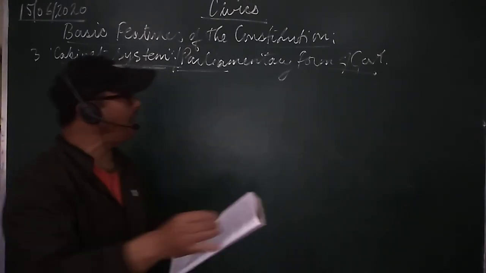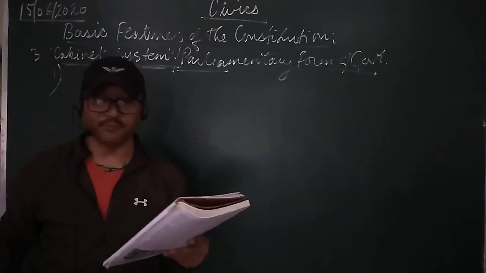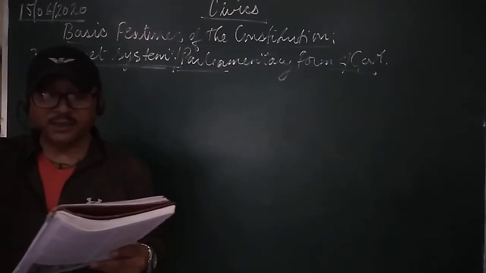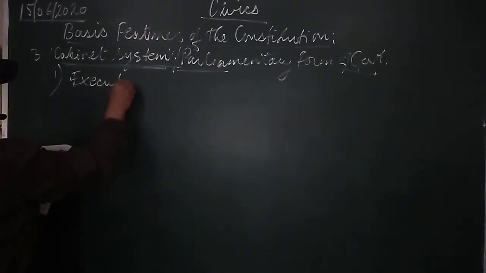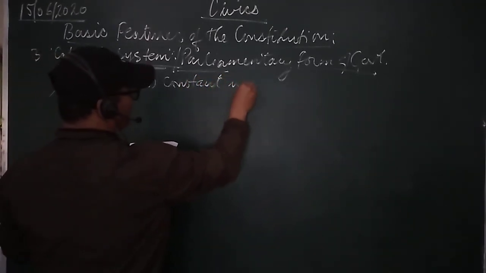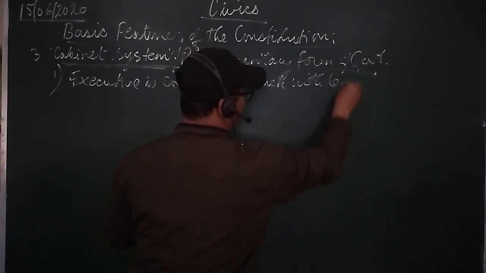Number one feature of the parliamentary form of government, try to understand. In this system, the executive should always be in touch with the legislature. The executive is in constant touch with the legislature.